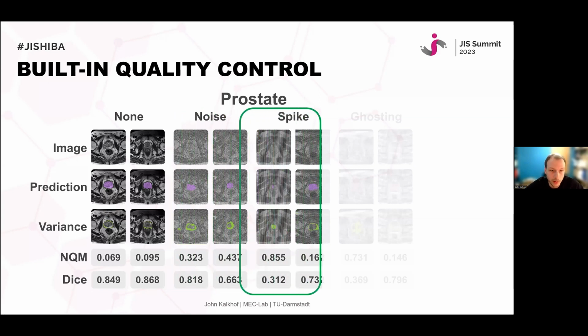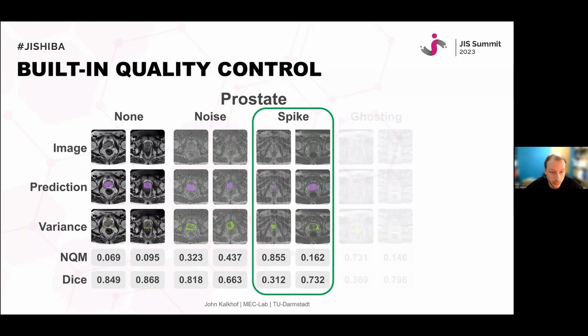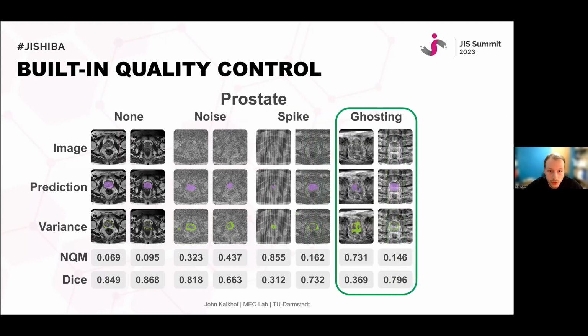If we're now looking at the spike artifacts, for example, we can see that in this first example, where the prediction is actually quite bad, we also have a very high NQM score. On the other hand, when the prediction is still quite good in the second example, we also have a low NQM score. And this also applies to ghosting. In this case, we can see two very strongly augmented images. But in the first example, it's failing and it's not really predicting the prostate very well. In the second example, even though it's very strongly perturbed, the prediction is still very good, and this also reflects in the NQM.